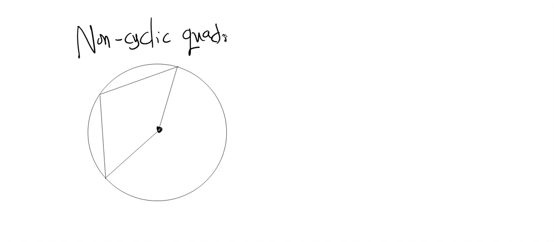So opposite angles will not add up to 180 degrees. Non-cyclic quadrilateral: look at the four corner points. 1, 2, 3. Only 3 touch the circumference of the circle. So the last one does not touch the circumference of the circle. So it is a non-cyclic quadrilateral. Hence, opposite angles will not add up to 180 degrees.